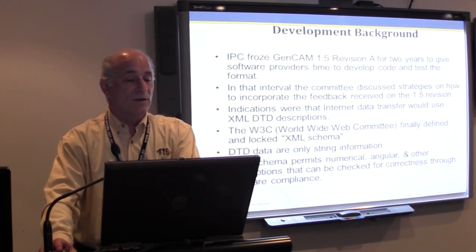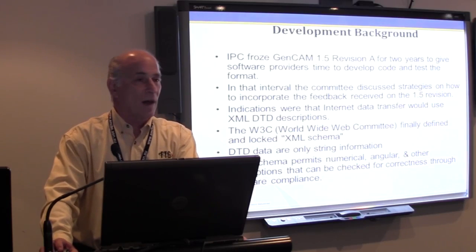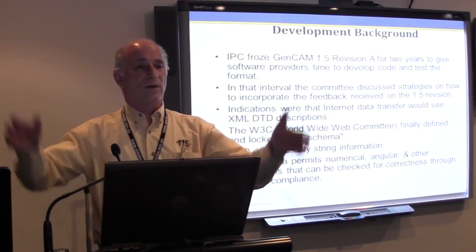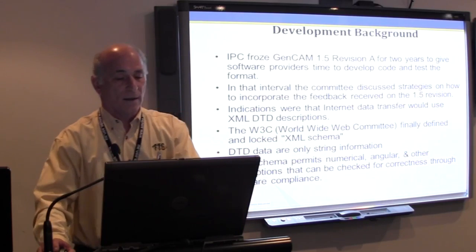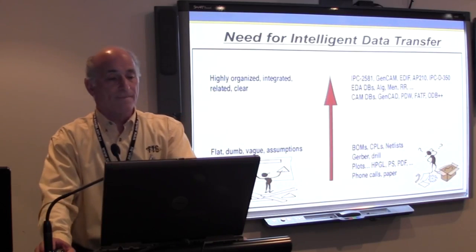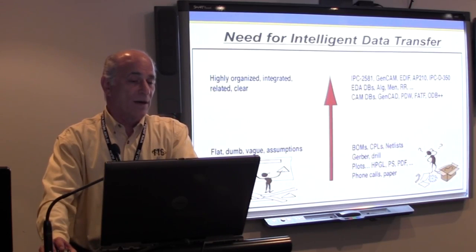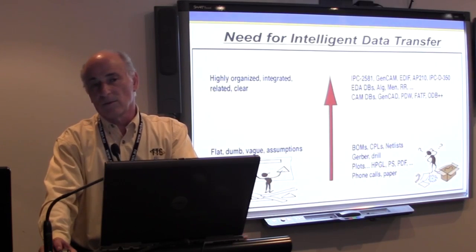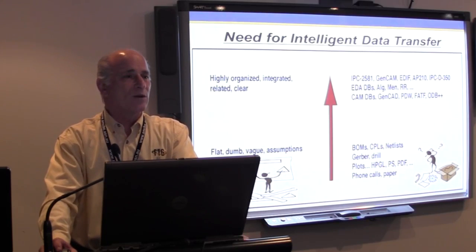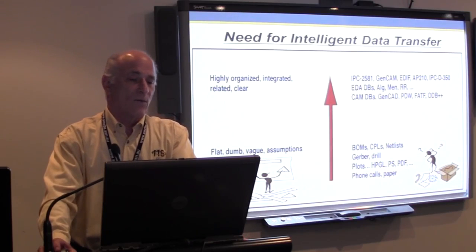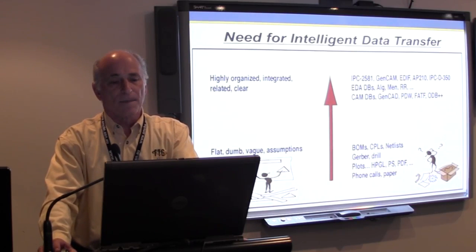And what that schema permits us to do, it allows us to look at the numerical, the angular, and other descriptions, and we can check for correctness through software compliance. So we're using the tools that everyone else is using in order to create new data transfer software. The need for intelligent data transfer, as we moved on over the years, is because we're trying to get more efficient. We have much more complex electronics that we're trying to document and transfer the data. So again, we want to have that intelligent data transfer.